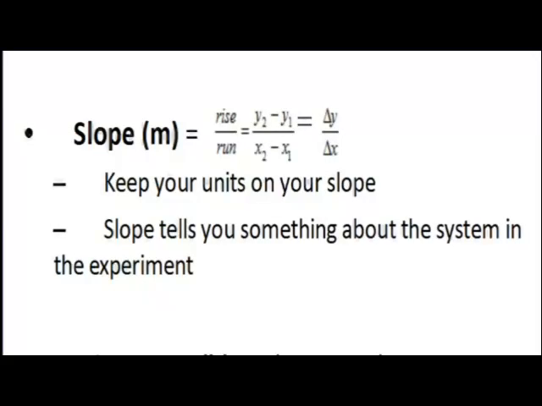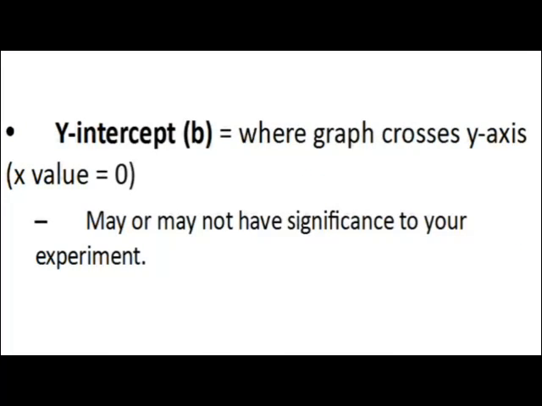All right, a real quick math review. Slope, remember, is the rise over the run, or it's y2 minus y1 divided by x2 minus x1, or delta y over delta x. One good thing to do in science is to keep your units on your slope. The slope generally tells you something about the system in which you do the experiment. Another math term you may have heard of is the y-intercept, which is abbreviated by a b, and that's where the graph crosses the y-axis and your x value is going to be 0. This may or may not have significance to your experiment.